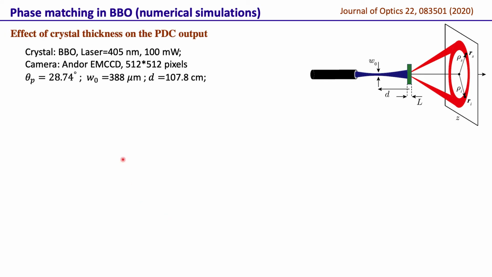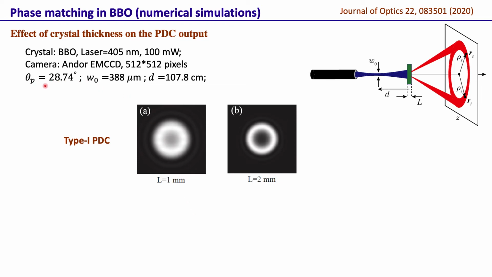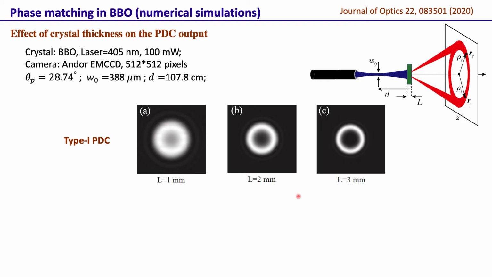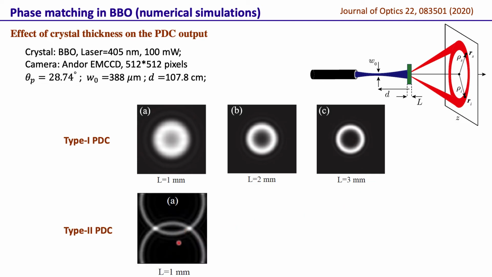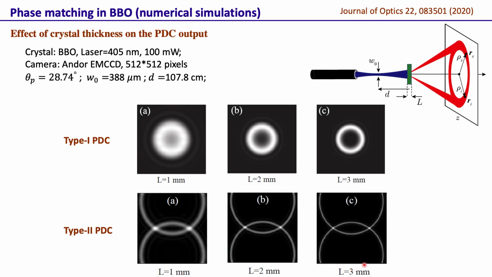One can also look at the effect of crystal thickness. This is again type 1, and we are looking at 28.74 degrees. If L equals 1 millimeter, that is, the thickness of the crystal is 1 millimeter, we see it like this. 2 millimeter, this is what we get. 3 millimeter, that's what we get. For type 2, that would be around 40 degrees or so. This is L equal to 1 millimeter, this is L equal to 2 millimeter, this is L equal to 3 millimeter.